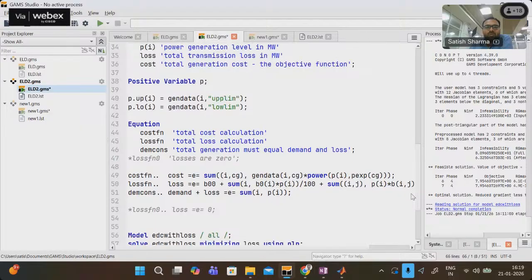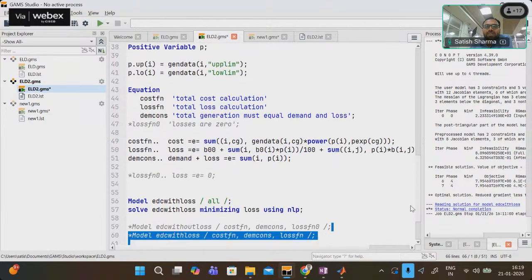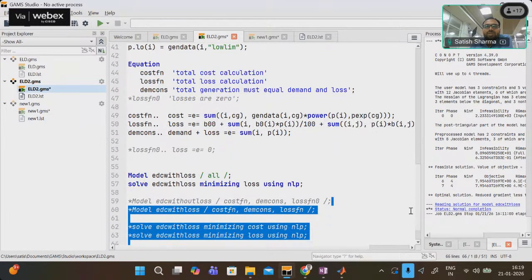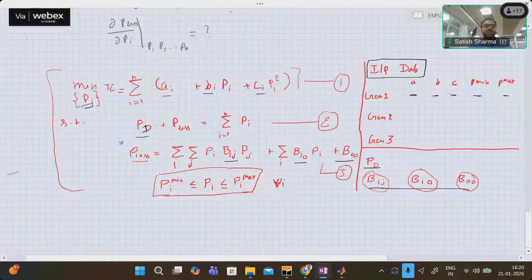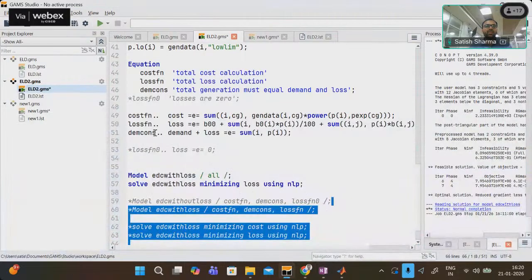Some cost coefficients are also provided here, showing what the cost coefficients will be. Then we have the demand, our power balance equation. It is P demand plus P loss equals the summation over P_i. You can see here this is our demand function: P demand plus P loss equals the summation, equation 2. So we have mentioned it here as well. So the demand function is defined.